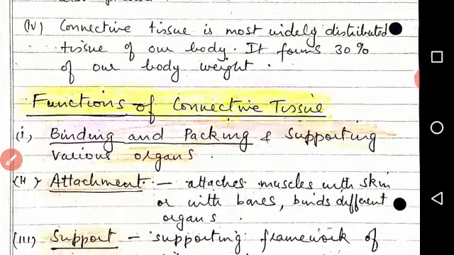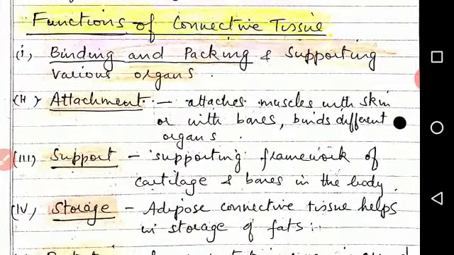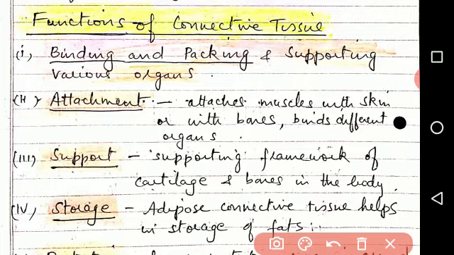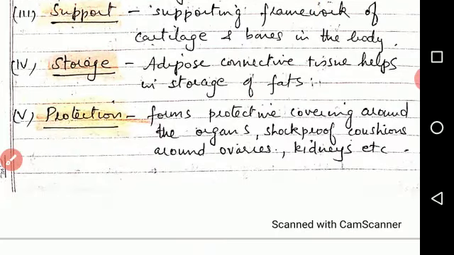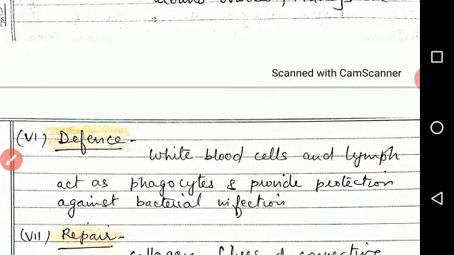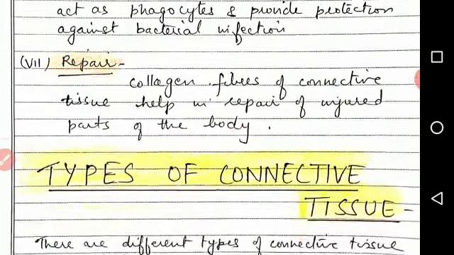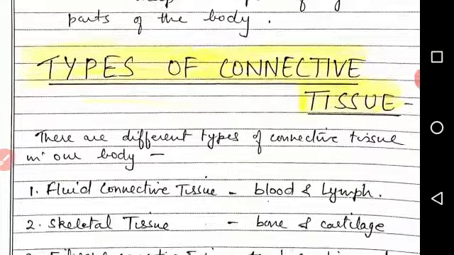Now, functions. What are the functions of connective tissue? First, it binds and packs various organs. Second, attachment. It attaches muscles with skin or with bones, binds different organs. Other functions are it gives support, storage, protection, defense, repair. So there are various functions of connective tissue.